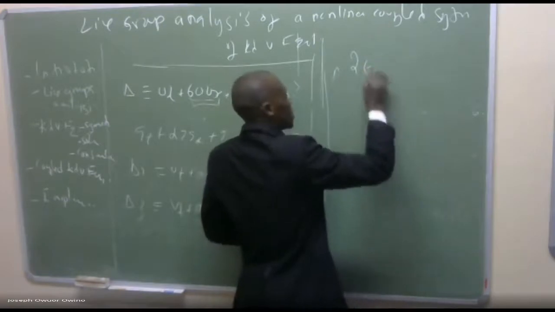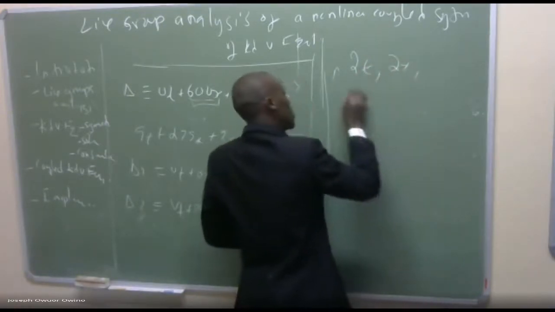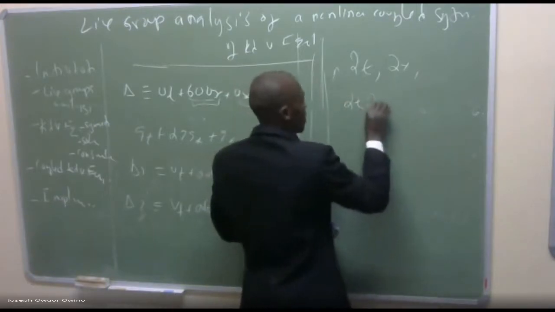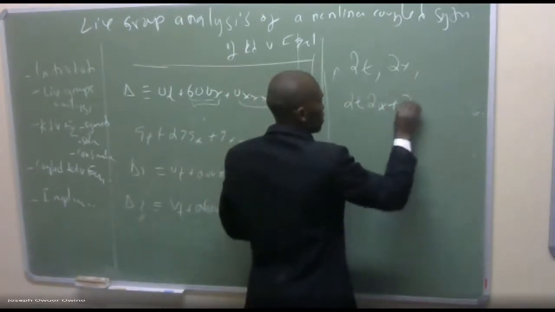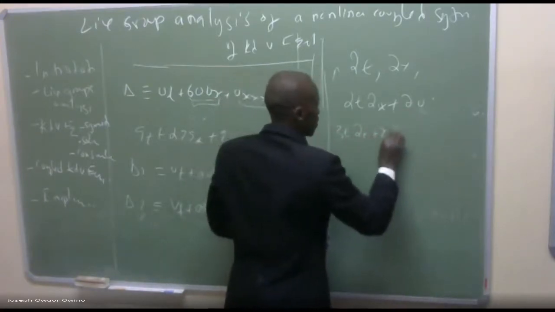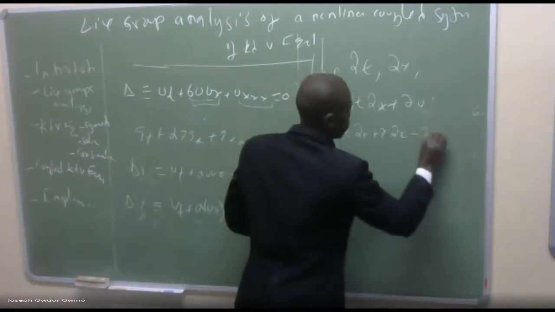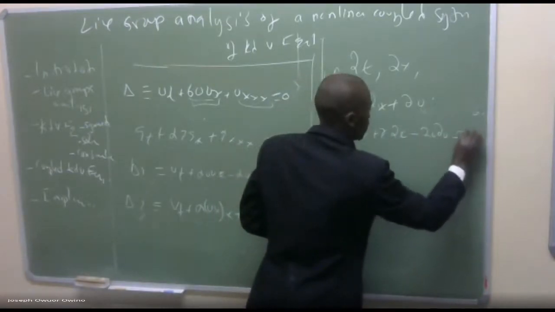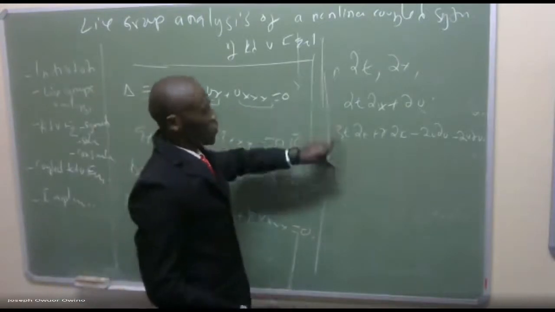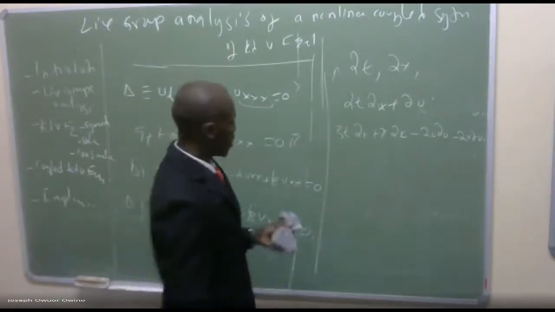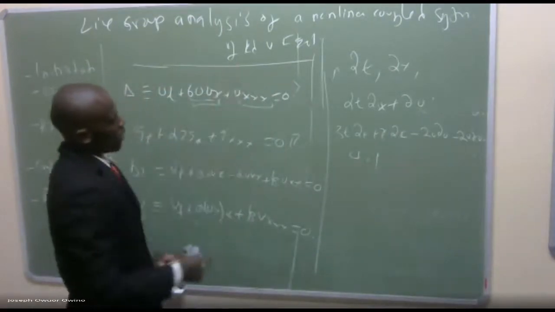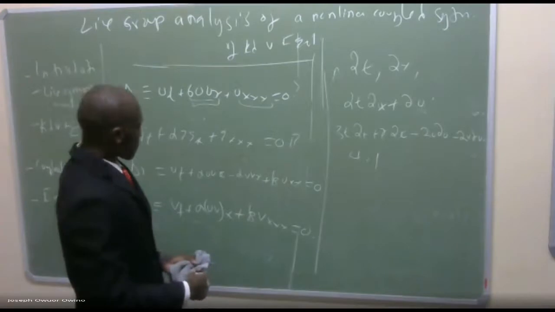So we have space translation, time translation, we have the Galilean boost, alpha x ∂x plus ∂u, and we also have a scaling, 3t ∂t plus x ∂x minus 2u ∂u minus 2v ∂v, the scaling symmetry. These four also form a Lie algebra, and some of the properties of the Lie algebra are shown in table 4.1.